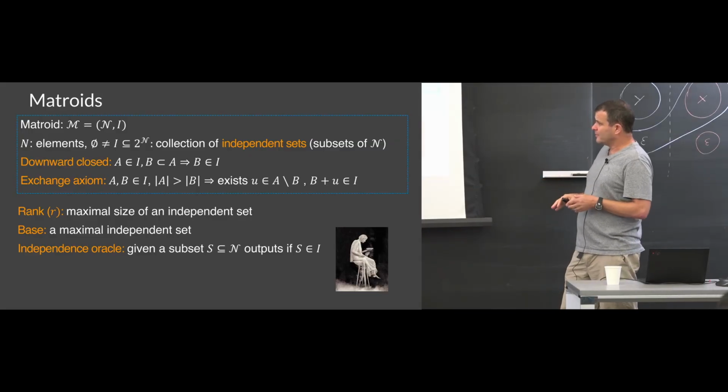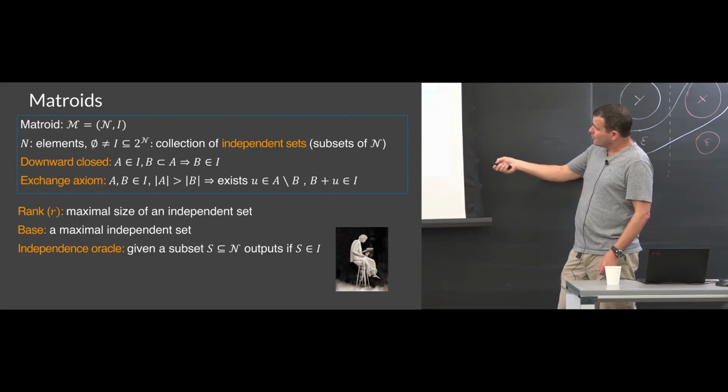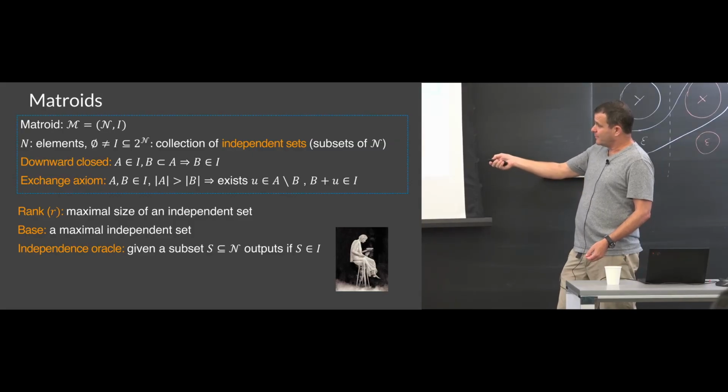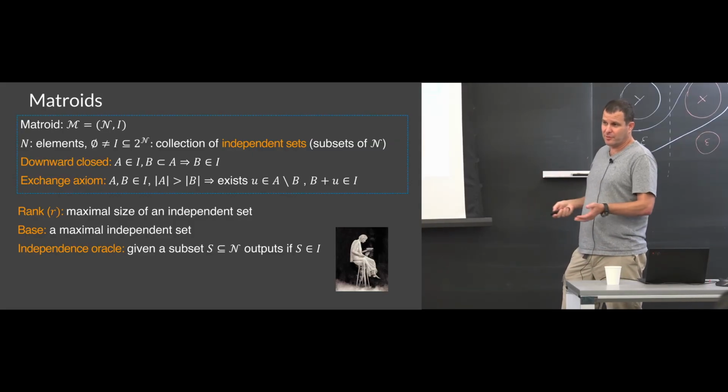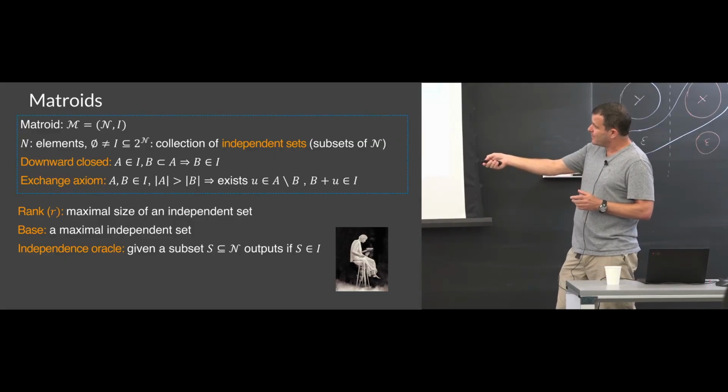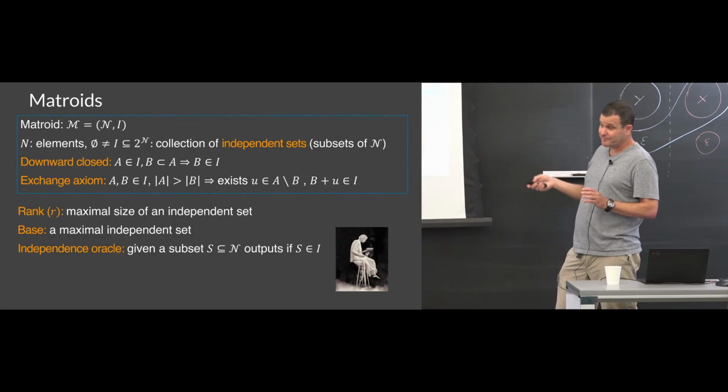When you speak about general Matroids, you also need some access to see what groups are, what subsets are independent. So we use the simplest one, which is called the independence oracle. You just give me a subset, and then I will tell you whether it is independent or not. This is called independence oracle, and I use independence oracle and rank.